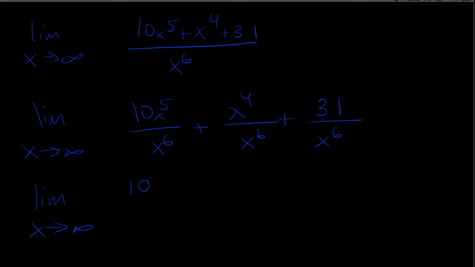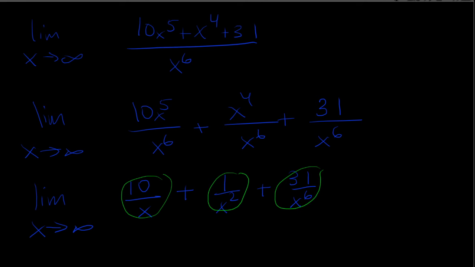The x to the fifth over x to the sixth will just be 1 over x, and then x to the fourth over x to the sixth will just be 1 over x squared, and then we'll leave 31 over x to the sixth the same. And notice that all of these will go to 0. So my limit is 0.